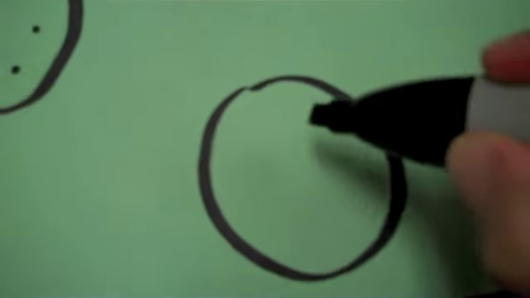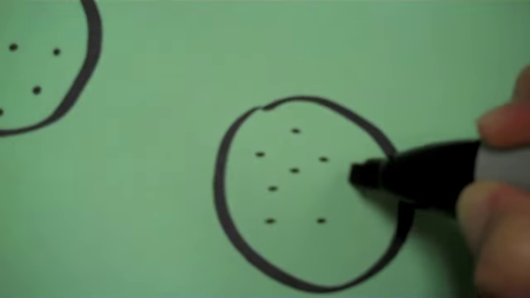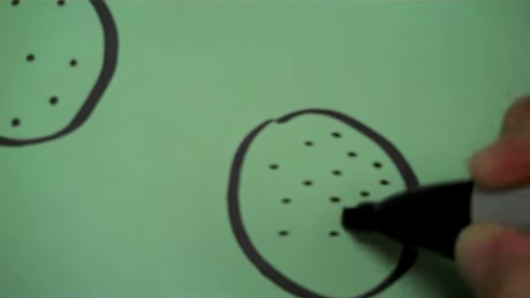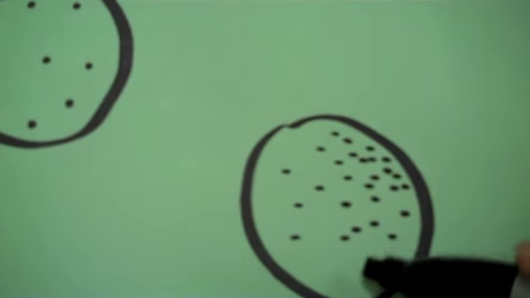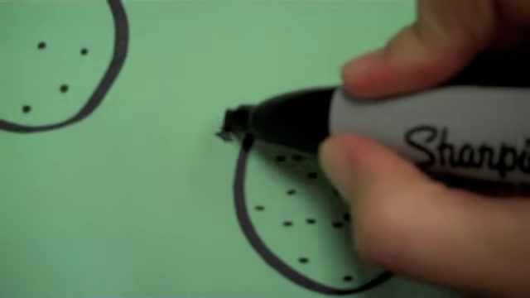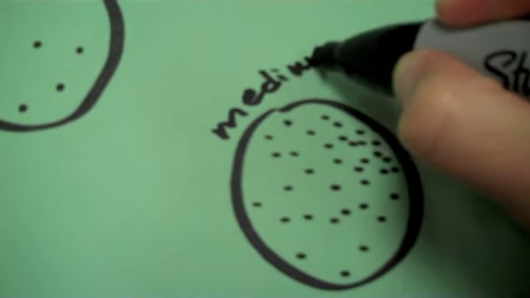Then we come over here, and this one, they're a little bit more packed together. Okay, we'll have it be really packed in over here. And then they kind of spread out. So this one, I would say, is kind of maybe a medium population density. But obviously on this side, it's higher. They're closer together.